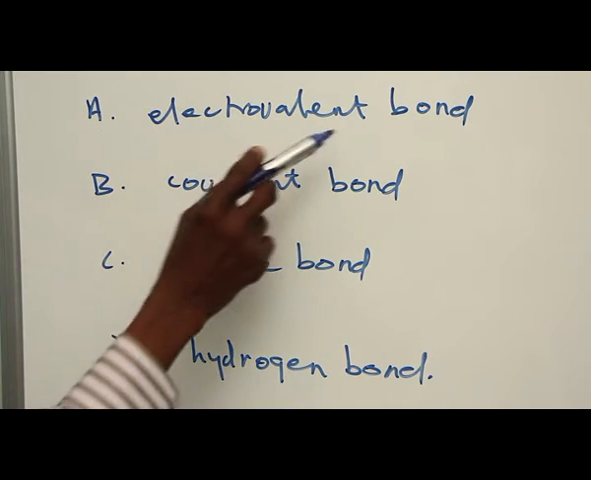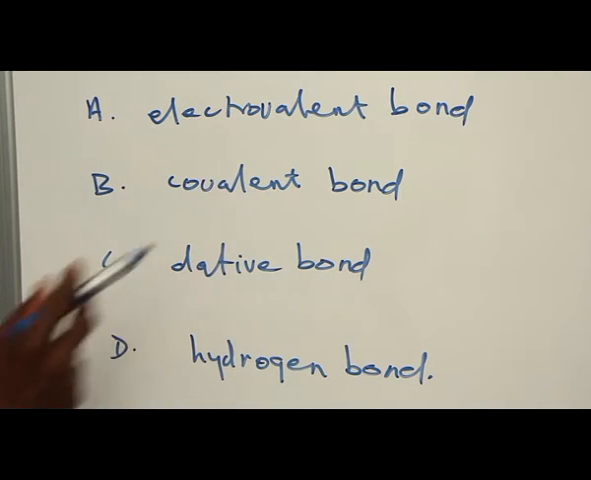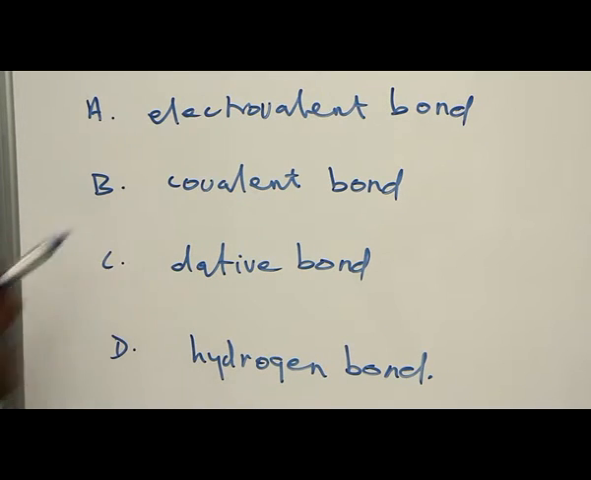A, electrovalent bond. No. Electrovalent bond is the bond type between a metal and a non-metal. So this is not applicable in this case. B, covalent bond. No. Covalent bond occurs when 2 or more non-metals contribute and share equal number of electrons.